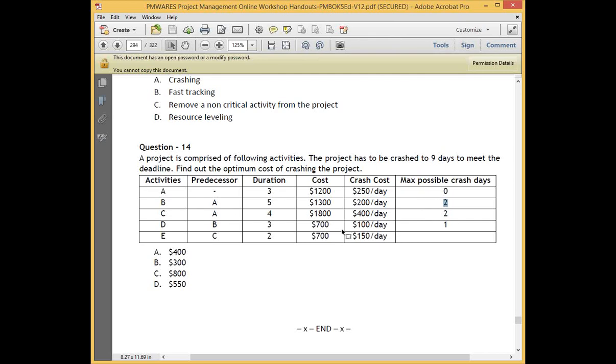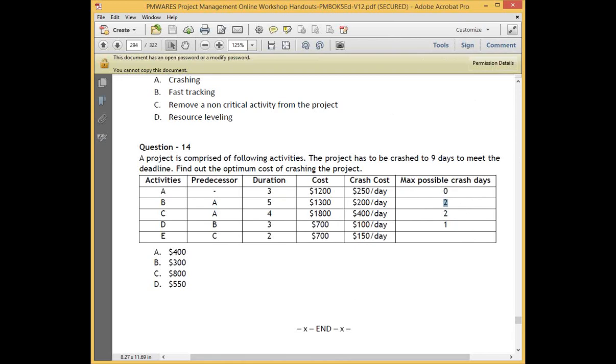I have to crash only by 2 days. So instead of crashing A by 2 days, I will crash B by 1 day and crash A by 1 day. That will reduce my cost, because the question here is optimum cost, not any other thing. So 2 plus 1, so 300, right? Okay.